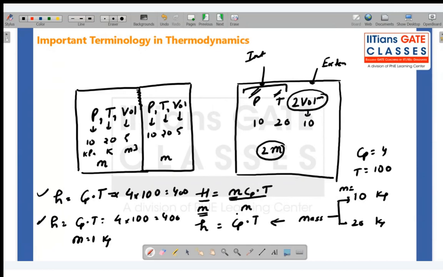But you see, capital H will change. So capital H here will be 10 into 4 into 100. Then again it will be 20 into 4 into 100. Okay, it is going to change.